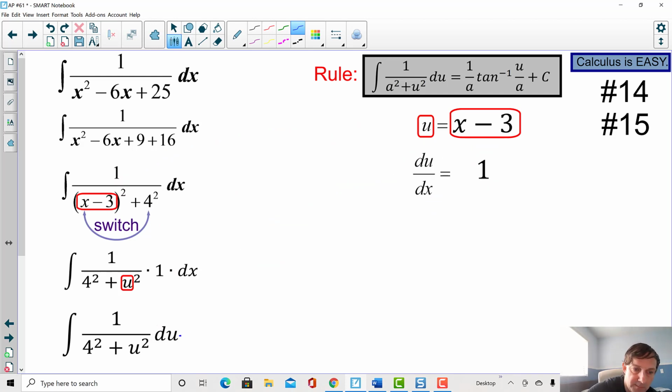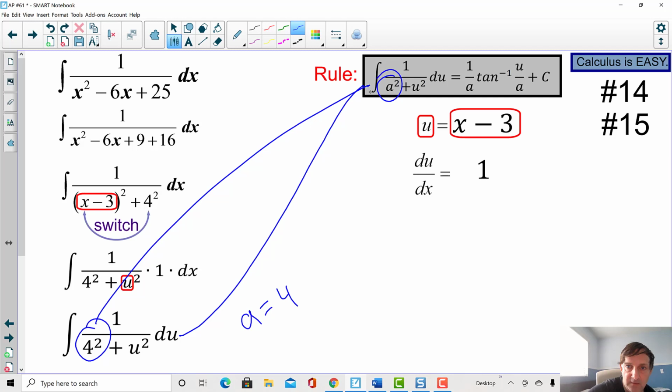And now we can just match up our integral with the rule. Our a is going to equal 4. That's really important. We have 4 squared. That matches up with a squared. So if 4 squared is a squared, we can say that a is 4 or a is negative 4. It wouldn't matter which one you use. You would get the same final answer. Let's go with a equals positive 4.